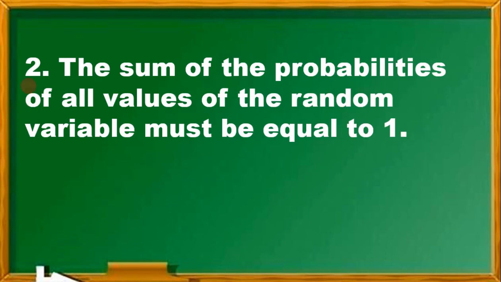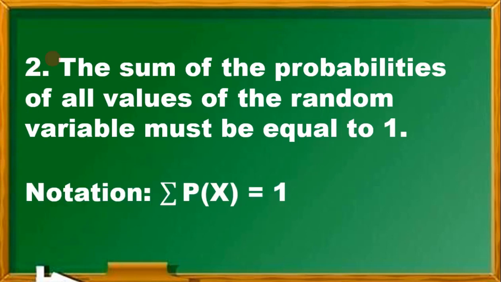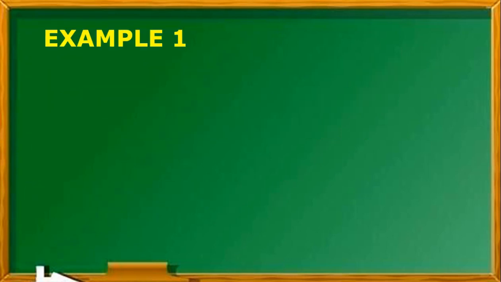Another property is the sum of the probabilities of all values of the random variable must be equal to 1. So for the notation, the summation of all P of x is equal to 1. Let's do this by example number 1.